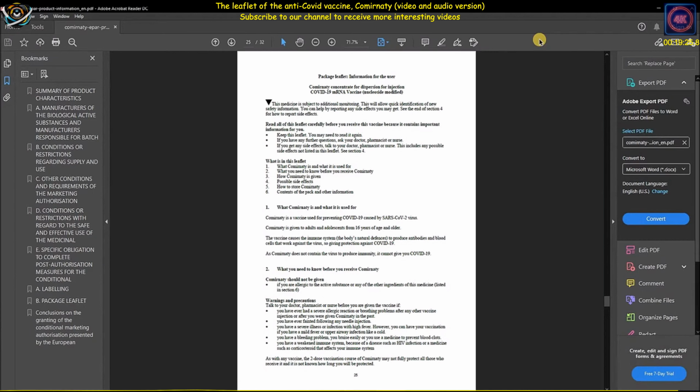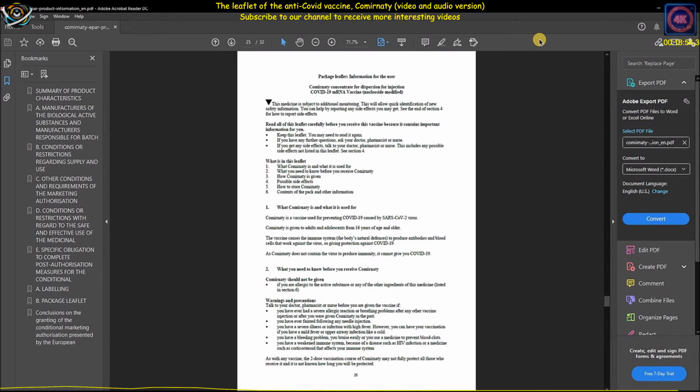Read all of this leaflet carefully before you receive this vaccine because it contains important information for you. Keep this leaflet. You may need to read it again. If you have any further questions, ask your doctor, pharmacist, or nurse. If you get any side effects, talk to your doctor, pharmacist, or nurse. This includes any possible side effects not listed in this leaflet. See section 4.